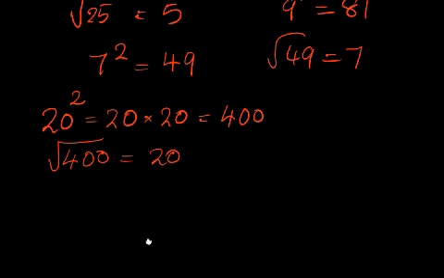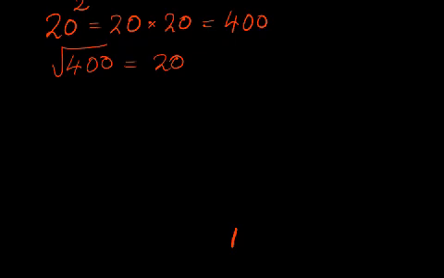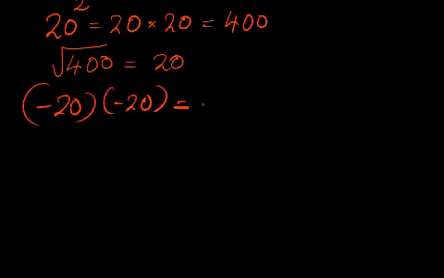Okay, but what is negative 20 into negative 20? Write it. What is negative 20 into negative 20? That is also positive 400, is it? Based on the integer multiplication rule. If you don't know integer multiplication rules, you can watch our integer videos. I'll provide the link in the comment section. So negative 20 into negative 20 is also 400.